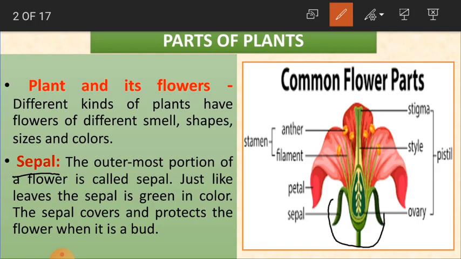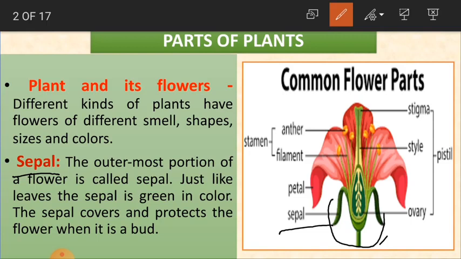This part. If you see, before the flower there will be a bud, a small bud. That outermost part of the bud which is green in color, that part is called as sepal. Understood children? This part, see here it is written sepal. This part is the bud actually. That bud again becomes a flower. It turns into a flower. Then this outermost part of the flower is called sepal.